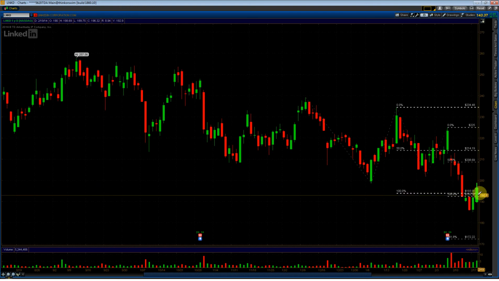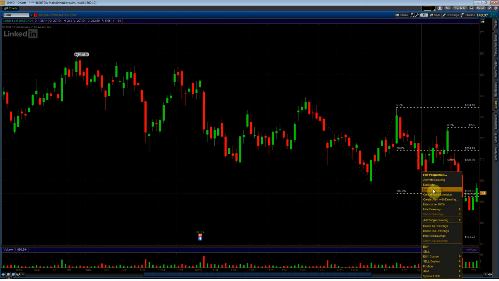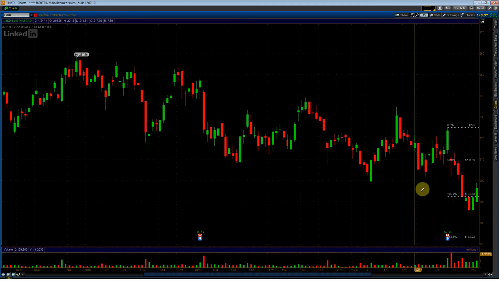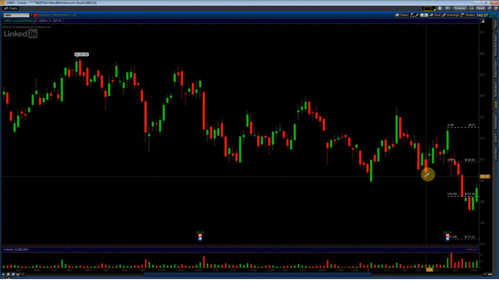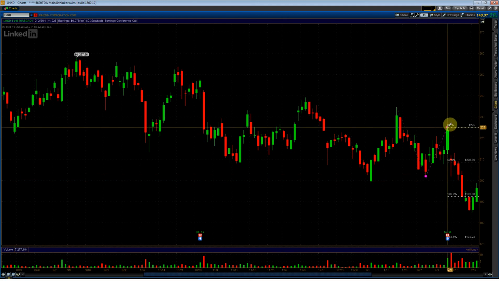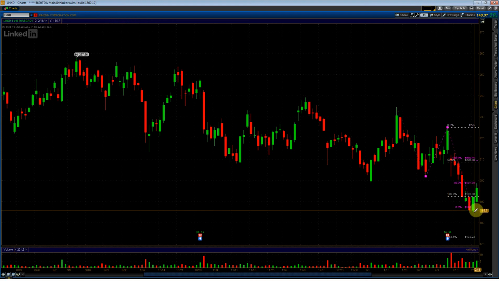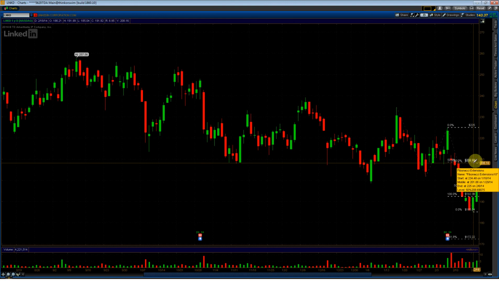Now at this point in time, we're going to take this set of Fibonacci's out, and we're going to look at where the next move would be. So we'll mark some Fibonacci's from here to here and down to here. And we're seeing it gives us a target area of about 208.16.